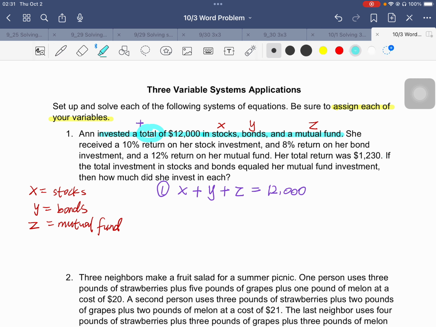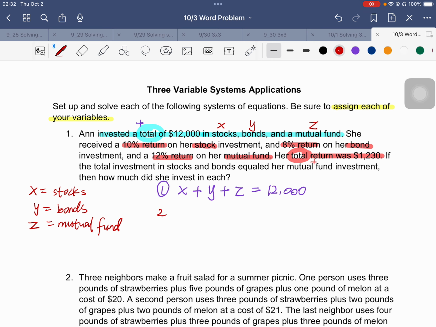Now I want to use a different color to highlight my second equation, which is she received a 10% return on the stock, 8% return on the bond, and 12% return on the mutual fund. And we see another total, return is 1230. Total, again, is add. We add up the returns.